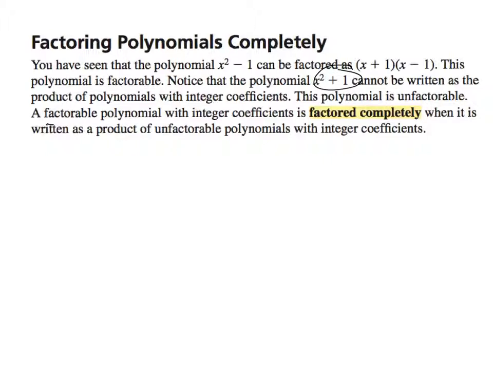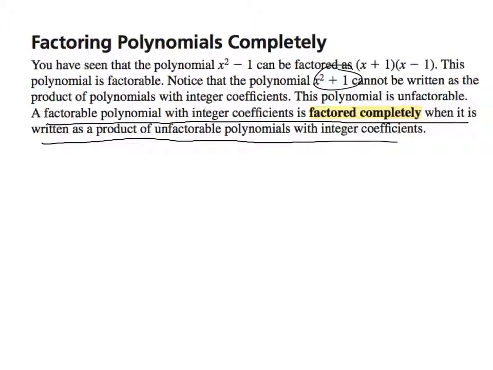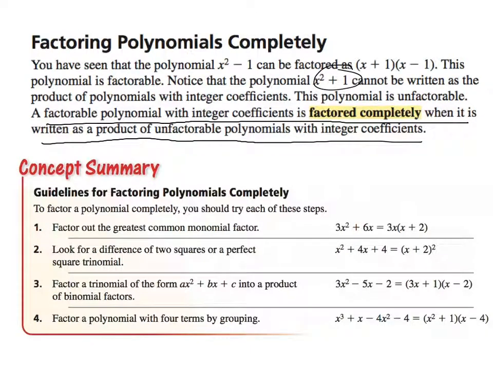A factorable polynomial with integer coefficients is factored completely when it is written as a product of unfactorable polynomials with integer coefficients. That sounds really confusing. All it means is you're going to continue to factor until you cannot factor anymore. And here is your summary of everything you've learned.